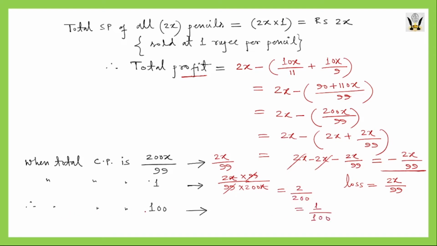Now when the total cost price is 100, the loss will be 1 divided by 100 multiplied by 100. So the final value will be 1, or we can say 1%, because here we are trying to find the loss percentage. On this overall transaction, we are basically incurring a loss, and that loss percentage is 1%.